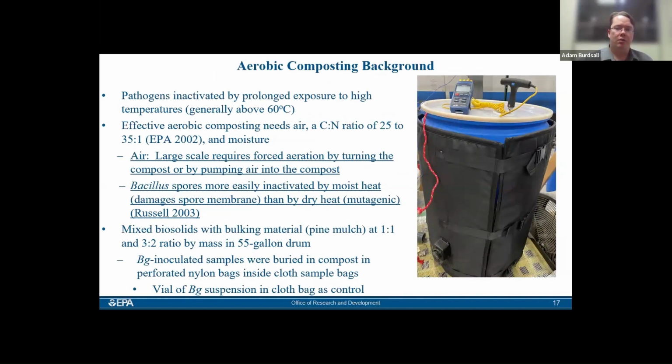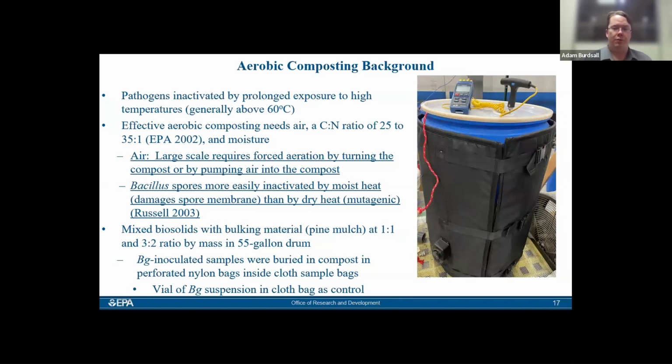Large-scale composting often requires forced aeration by either turning the compost over or by pumping air into it. Our lab scale system here was small enough that it didn't need either one of these. Some holes at either end of the composter were enough to keep it from using up all of its oxygen.